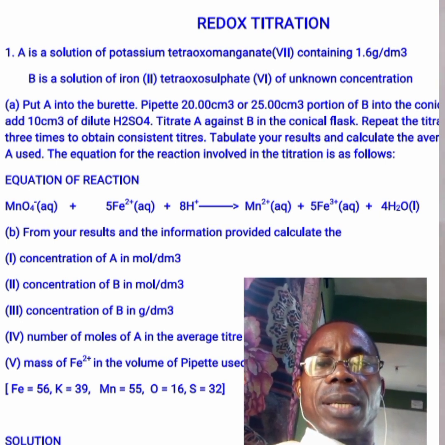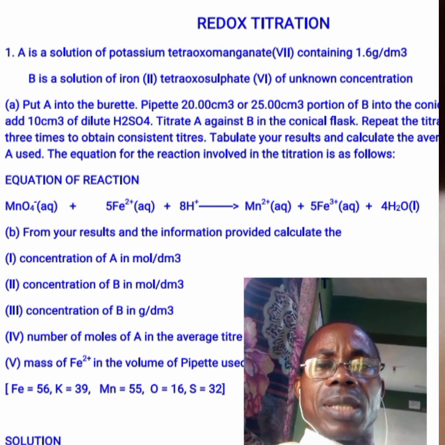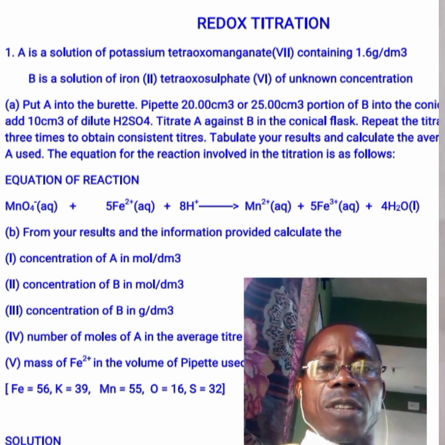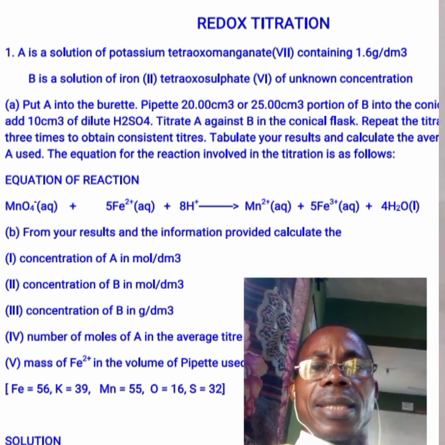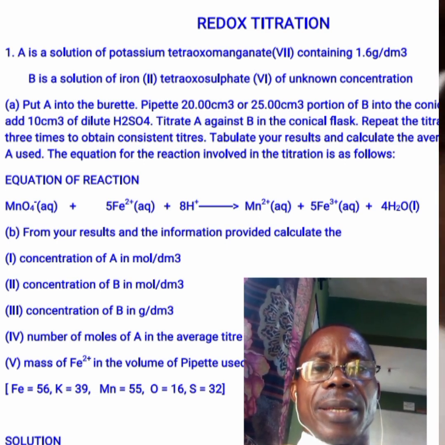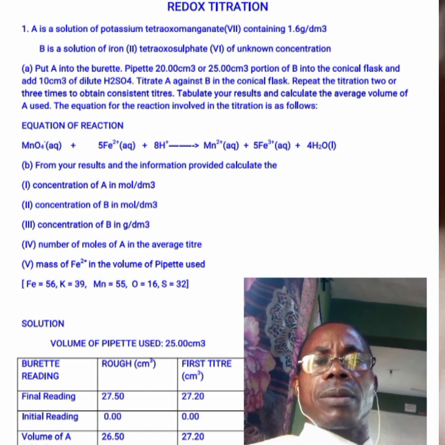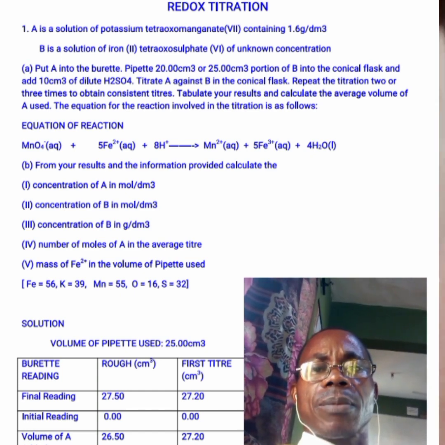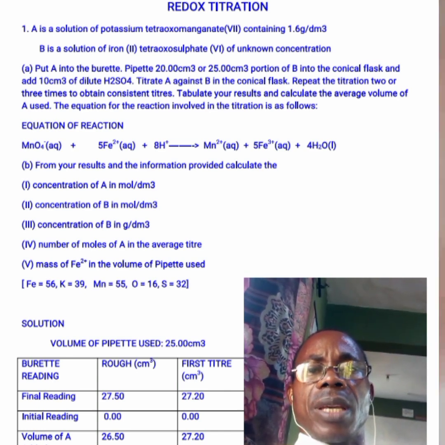Question 1A says put A into the burette. Pipette 20.00 cm cube or 25.00 cm cube portion of B into the conical flask and add 10 cm cube of dilute H2SO4. Titrate A against B in the conical flask. Repeat the titration 2 or 3 times to obtain consistent titers. Tabulate your result and calculate the average volume of A used.